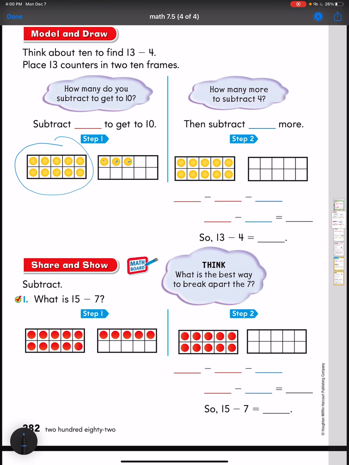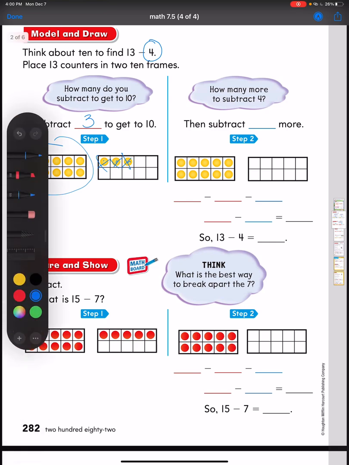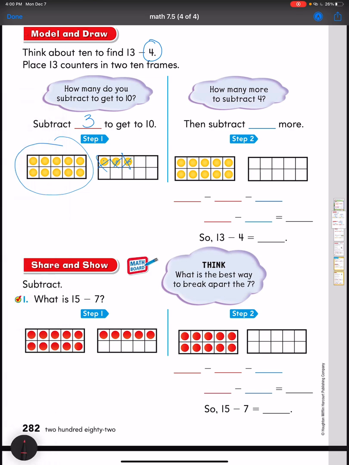We're going to subtract 4. But before I do that, I'm going to get down to 10. So how many am I going to take away to get to 10? I'm going to take away 3. I'm going to subtract these 3 to make it down to a 10. But then I have to subtract 1 more because remember, I'm trying to subtract 4 here. So then I subtract 1 more.